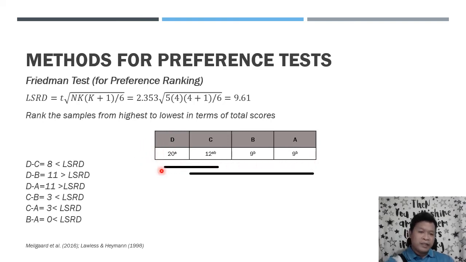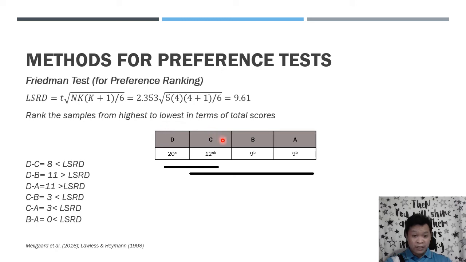Okay, so again, we interpret this by saying that those numbers with the same letter superscripts are not significantly different. So therefore, we've summarized these 6 notations here into the 4 samples having 2 significant preference groupings.